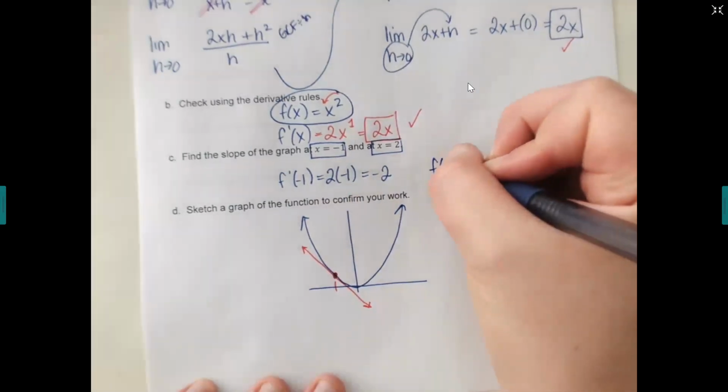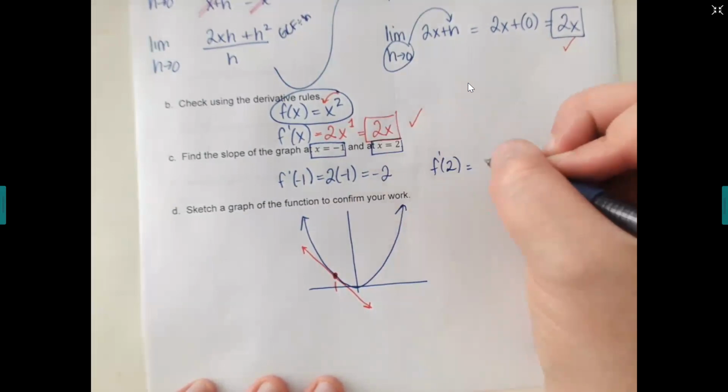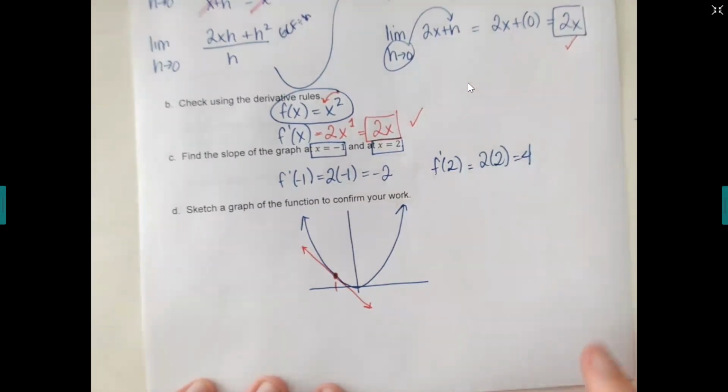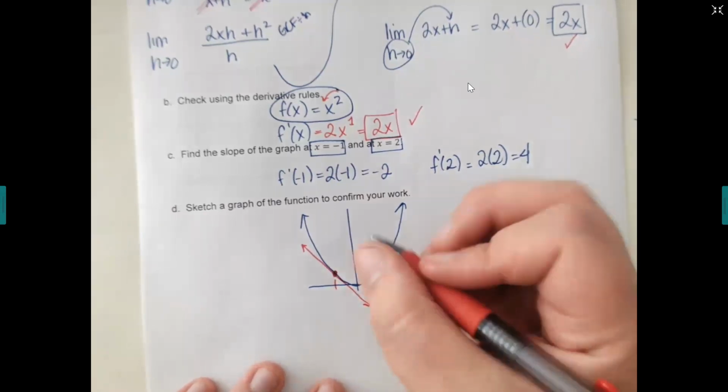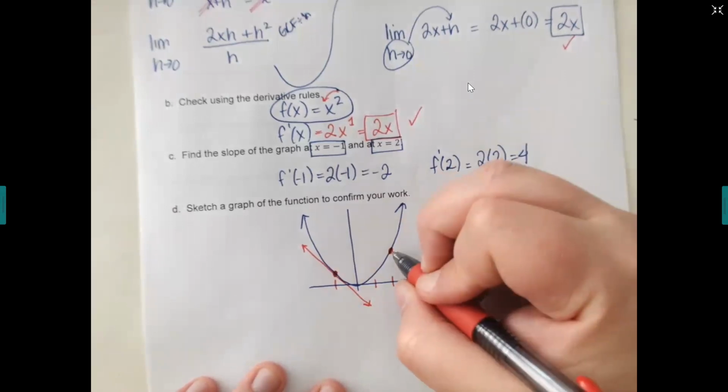Now let's try f prime of 2. So we'd come over to our formula and plug in a 2 to that spot. 2 times 2 gives me 4. And then I would have them look at their parent graph that they sketched. We'll say 2 is here. Draw in that tangent line.